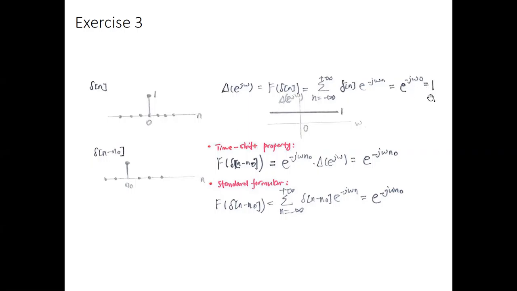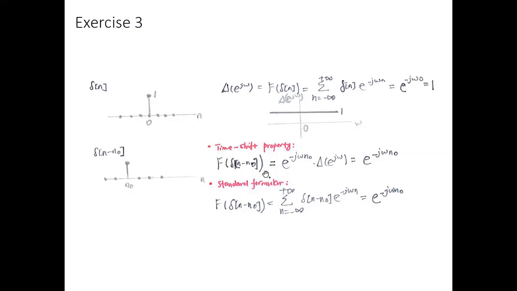The result is one. So if you look at the result, it's a continuous function, a continuous signal over frequency omega, but it's a constant value one. If you plot it over the omega axis, so the horizontal axis is omega, it's a constant one that does not change. So this is the shape of the Fourier transform for delta of n, which is again the same as the continuous time case. Yeah, all the frequencies exist with the same magnitude.